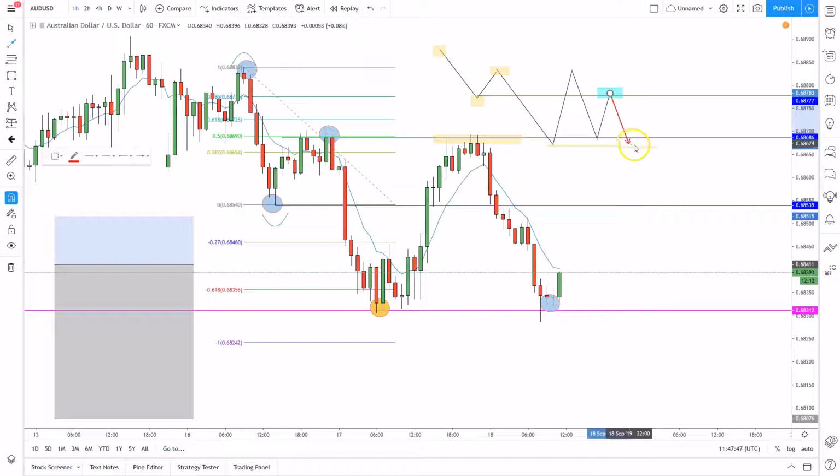I'll see what price does here, but if price breaks it, then we'll definitely be looking to sell on a downward trend, because we have equal lows here, and we need a new low to break this one to validate our downward trend.